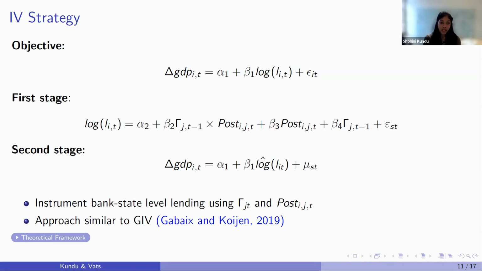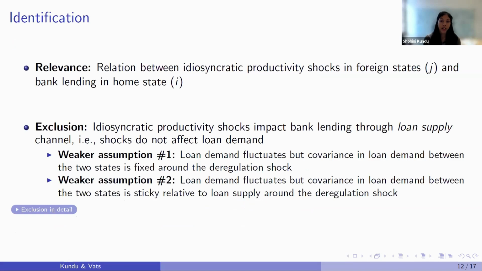So for causal identification, we need to satisfy two main conditions of relevance and exclusion. The relevance condition states that the relation between idiosyncratic productivity shocks in foreign states and bank lending in home states is related. And the exclusion restriction says that the idiosyncratic productivity shocks impact bank lending through a loan supply channel and not a loan demand channel.